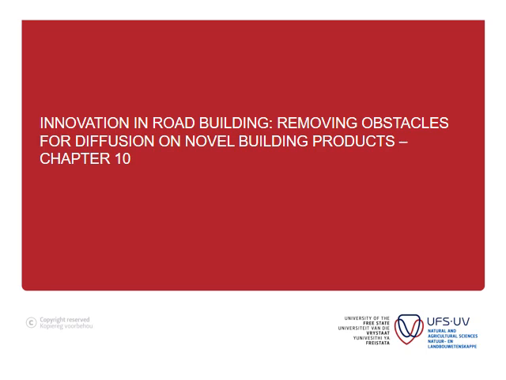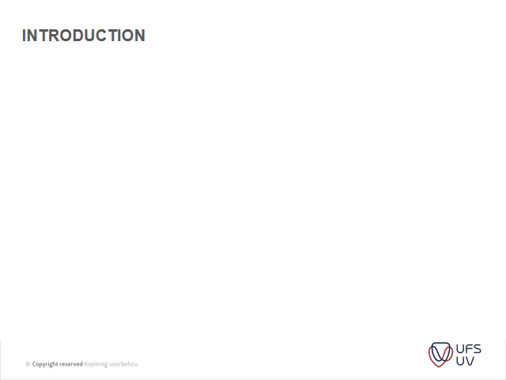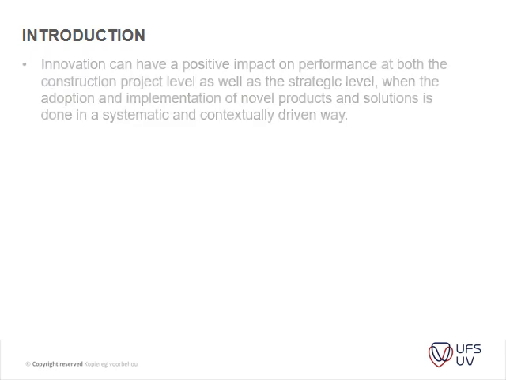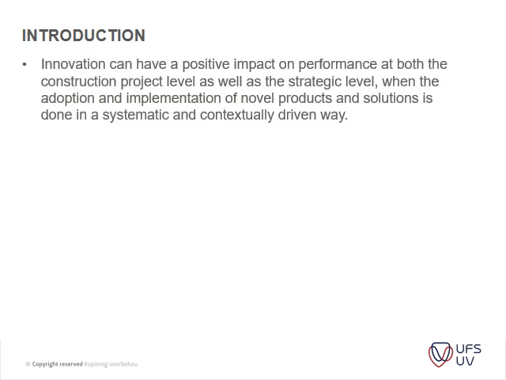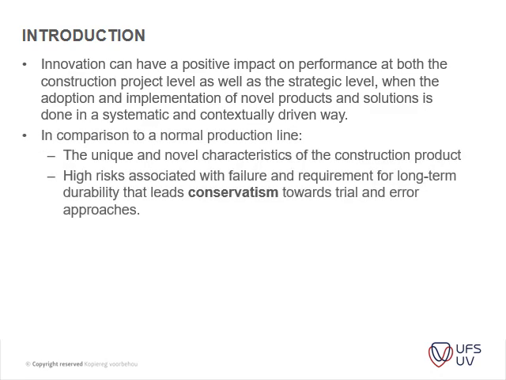Okay, this brings us to chapter 10, innovation, removing obstacles for innovation on a novel building product. So this chapter looks at a case study on road building in the Australian market. Innovation can have a positive impact on performance at both construction project level as well as the strategic level when adoption and implementation of novel products and solutions is done in a systematic and contextual way. Okay, so it has this nice introduction.